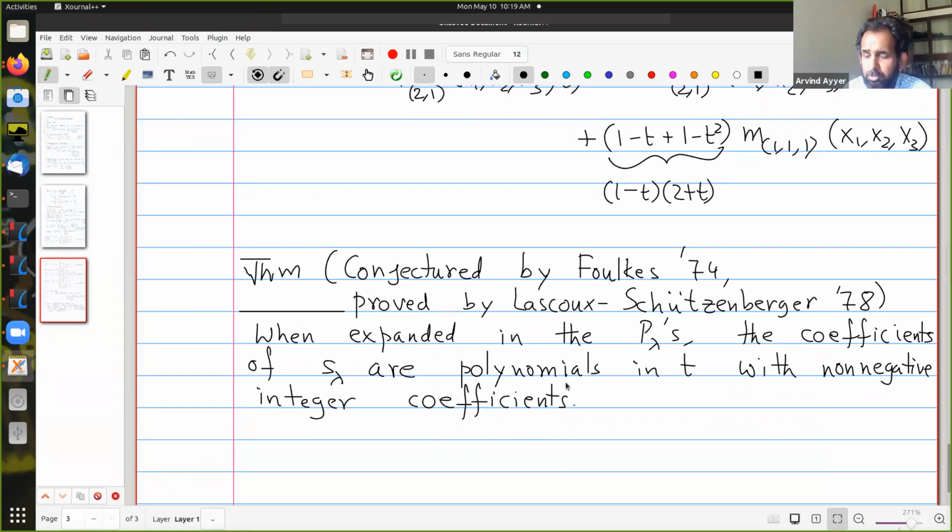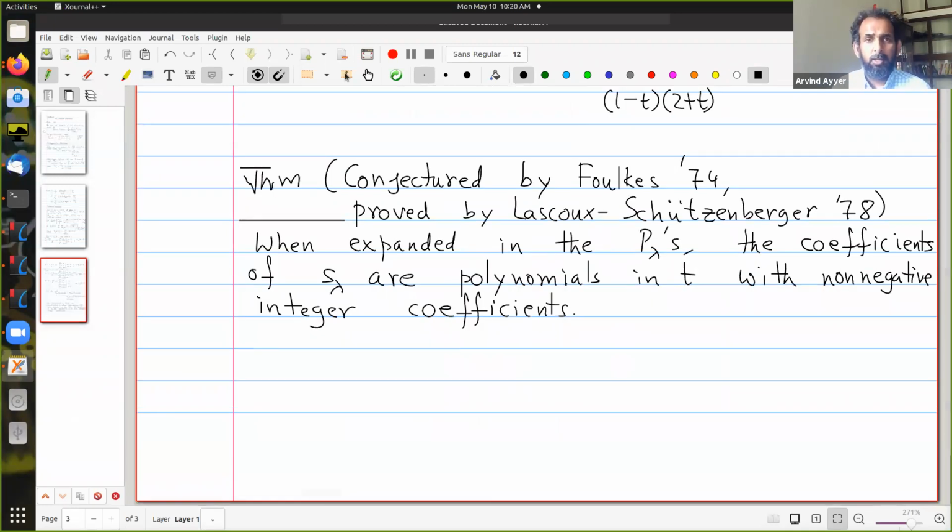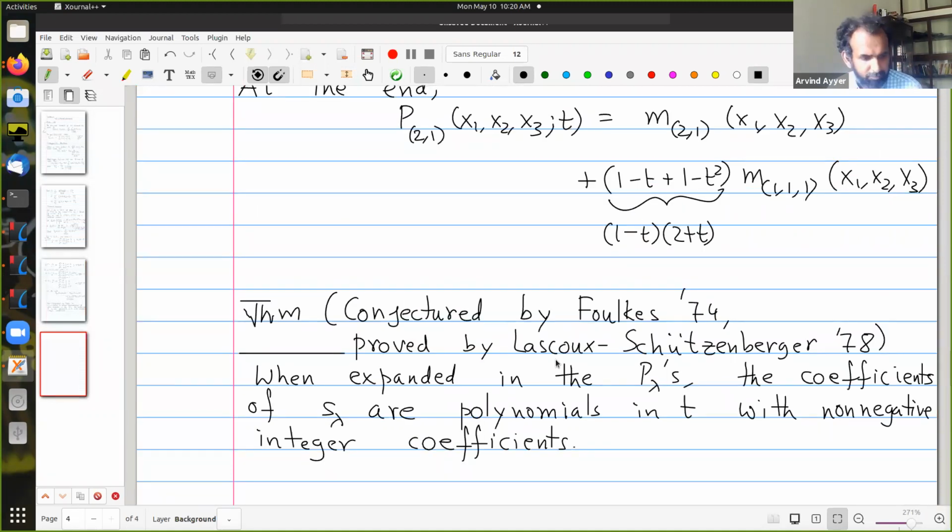And this was proved by an explicit combinatorial formula. So Lascoux and Schützenberger defined a statistic called the charge of a tableau, and they showed that this expansion can be written combinatorially in terms of the charge. Okay, so this is what I wanted to say about the Hall-Littlewood polynomials. Are there any questions?